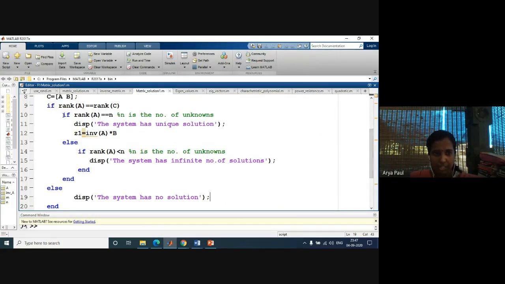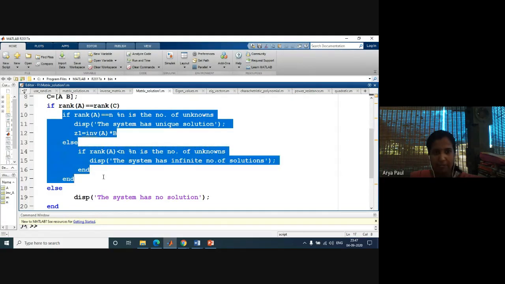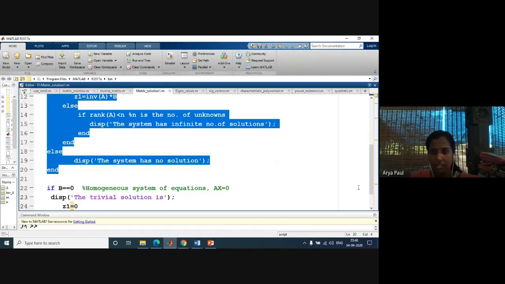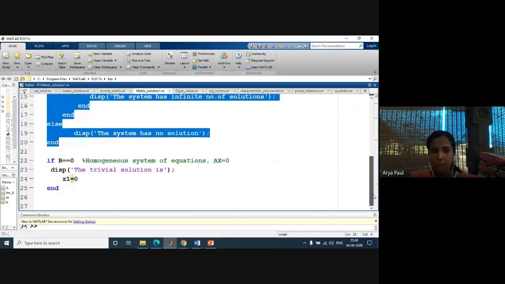So this is one if else statement. This is one if else. This is another if else. It is nested: inside one if there is another if else. Okay, this is another if else. I hope this is clear.